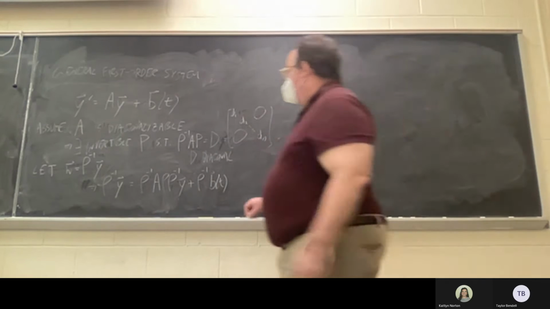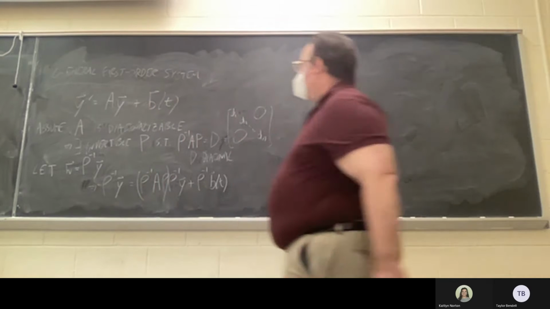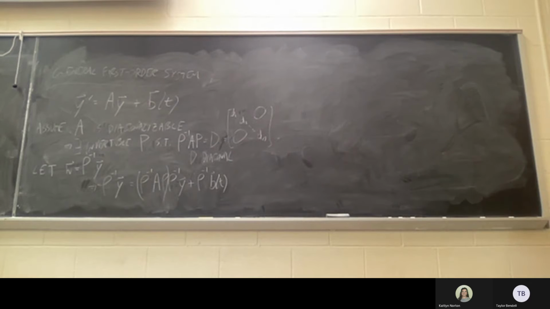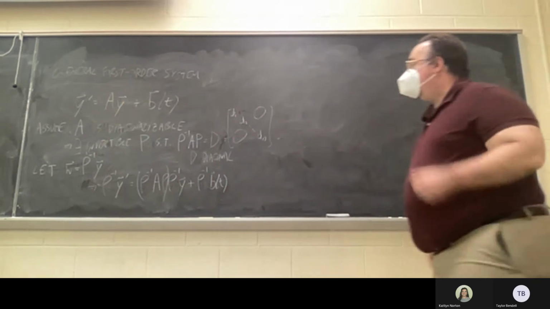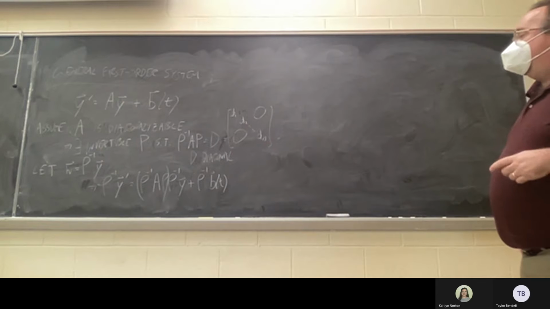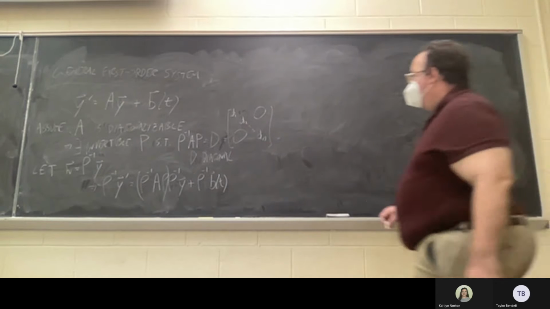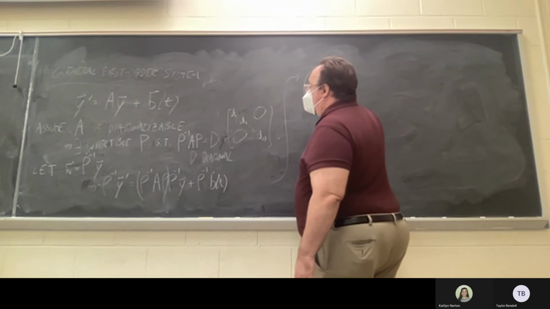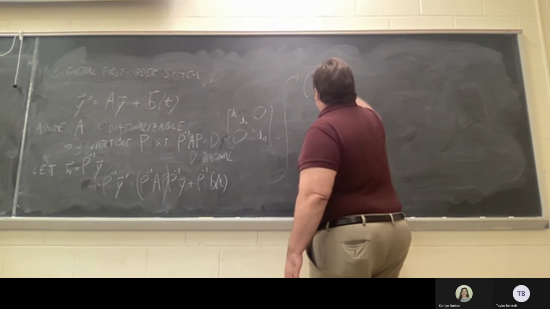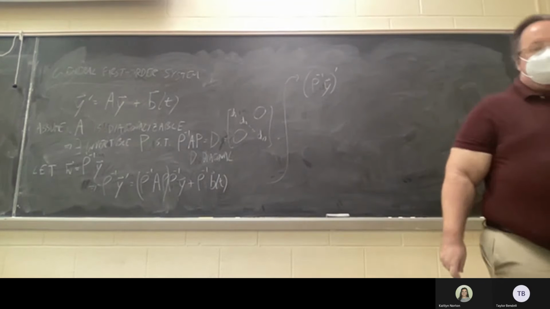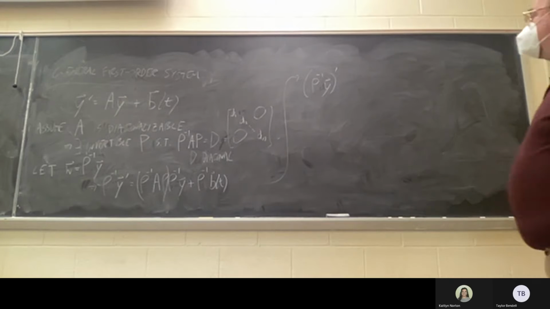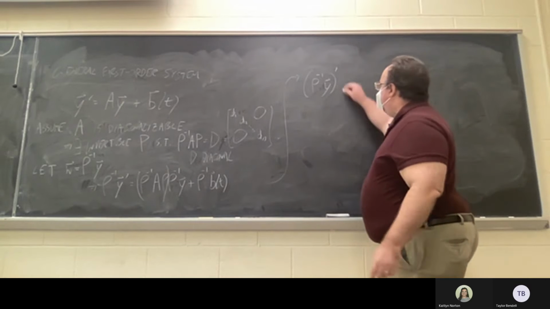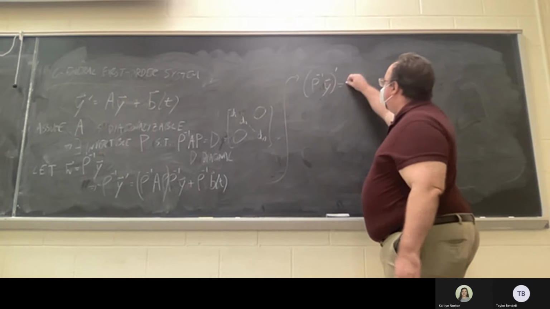Now, group all that together. It should be Y prime. On the left side, I can move P inverse inside the derivative. And the reason I can do that is because P is a constant matrix. If A was a matrix whose entries are functions of time, I could not do that. And then the left side is W prime.